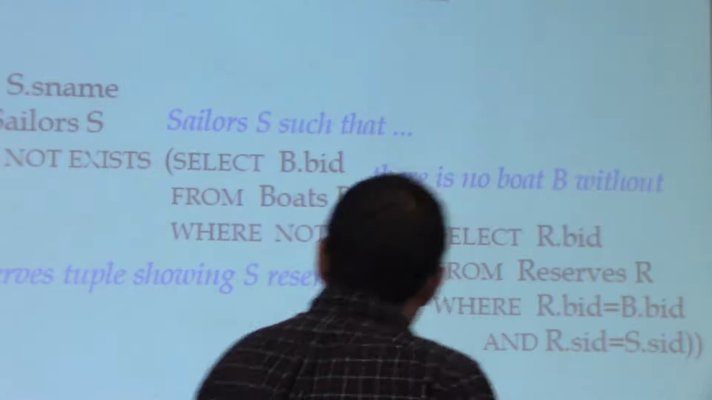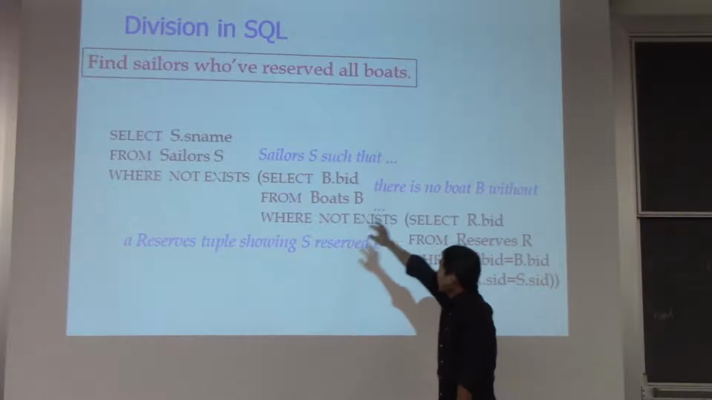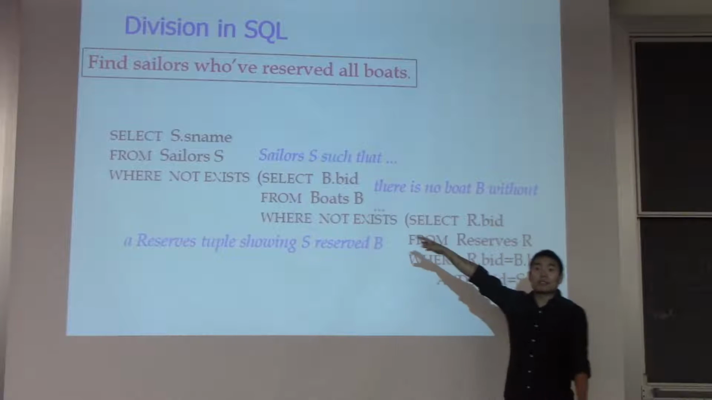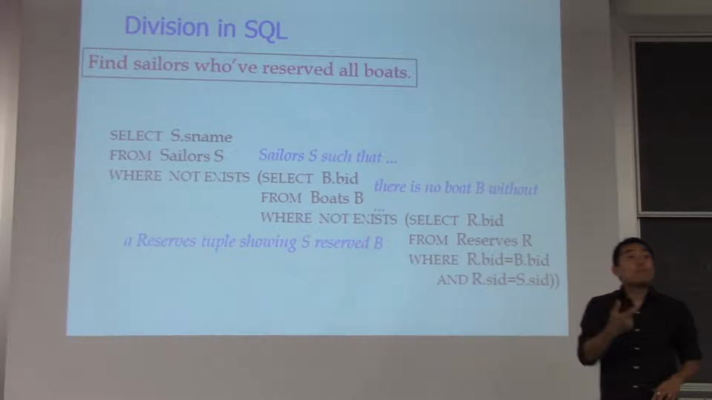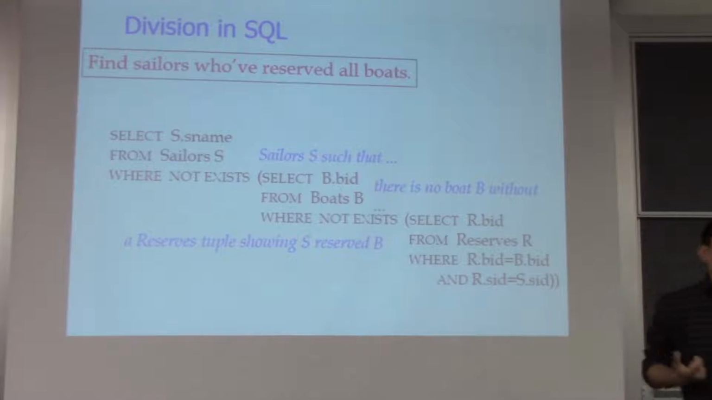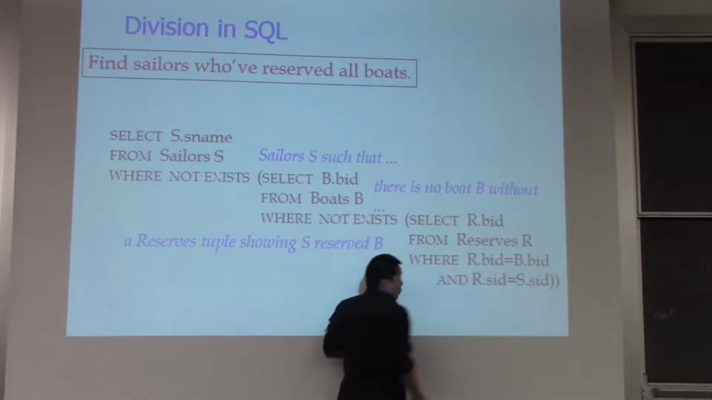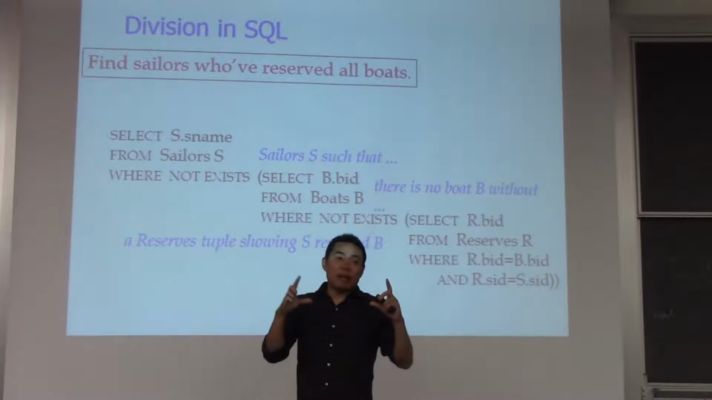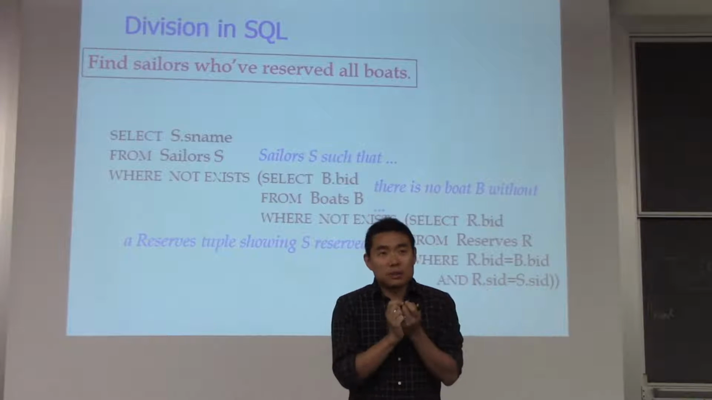In this case, we use this double negation logic. The idea is you want to find all the sailors such that there's no boat he or she has not reserved. If that's the case, you must have reserved all boats, right? So from here to here, what they give you is any boat that the current sailor has not reserved.